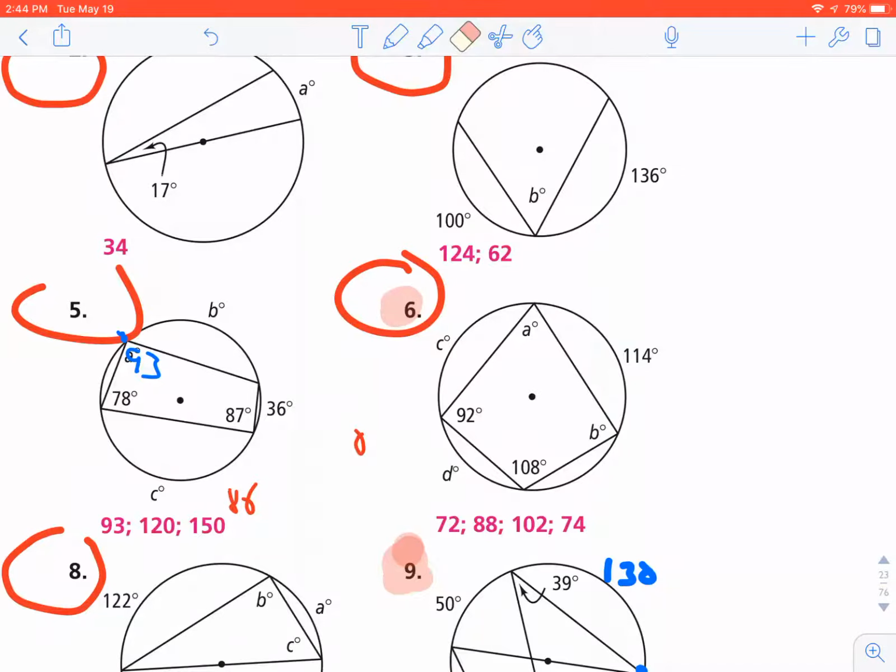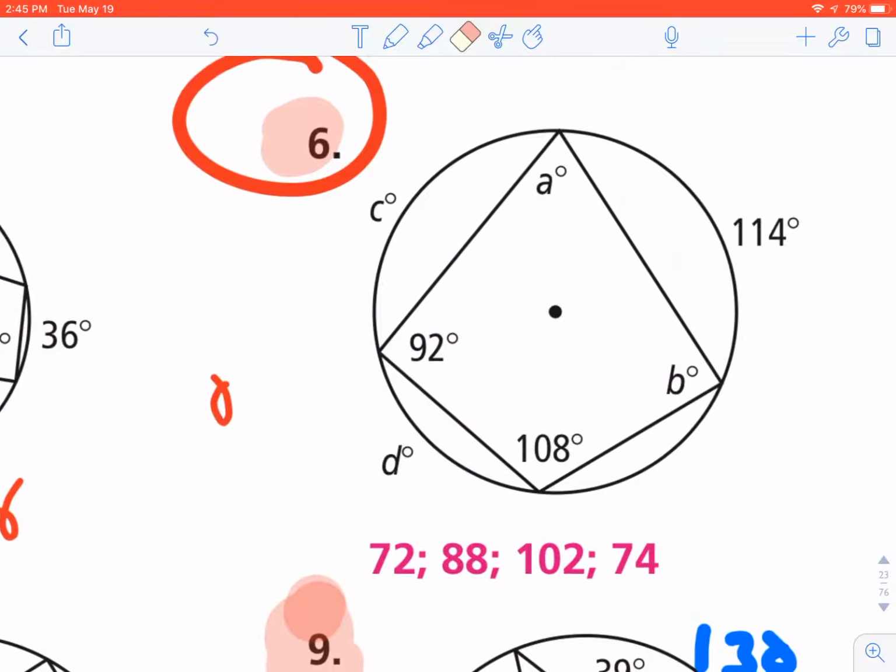This video is 12-3 Form G. It is numbers 6, 9, I believe 14, and 16. Alright, so for number 6, we'll start there.